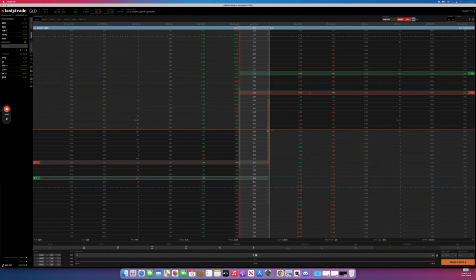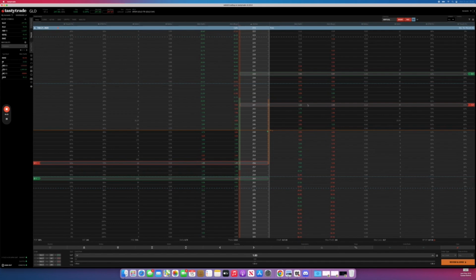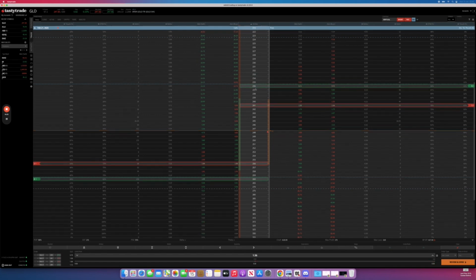And we're going to do the same thing on the put side. So we can either go to the 24 or the 27. Let's just go to the 24 because we're already inside the expected move a little bit. And then we're going to go $4 wide on our long contract. 1, 2, 3, 4. That's going to take us to the 237 strike.